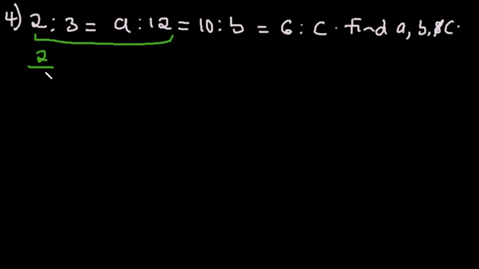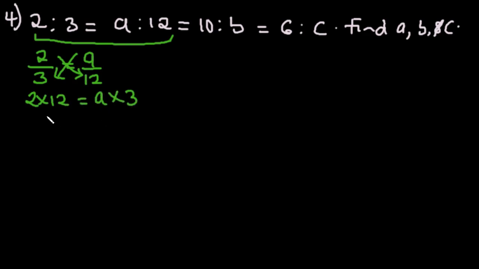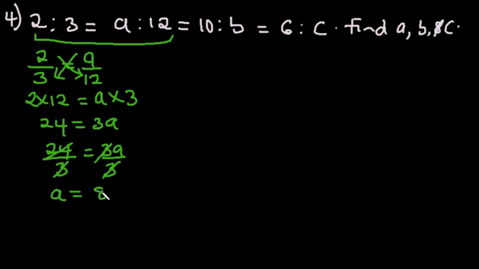So we have 2/3 equals A over 12. So I have to cross multiply. 2 multiplied by 12 equals A multiplied by 3, which gives 24 equals 3A. Divide both sides by the coefficient. You have 24 over 3 equals 3A over 3. This cancels out, and 24 divided by 3 is 8. A equals 8. So what we are saying now is that this place is 8.